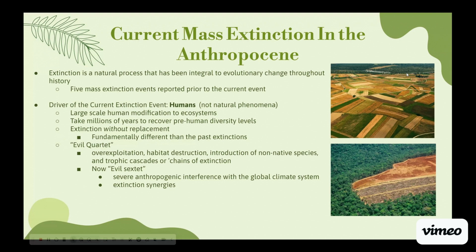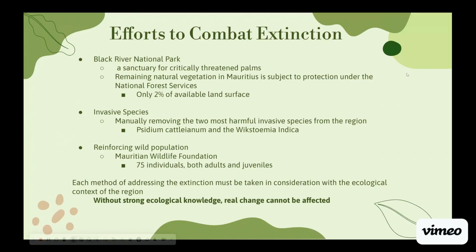The four strongest drivers of the sixth mass extinction, known as the Evil Quartet, are overexploitation, habitat destruction, introduction of non-native species, and trophic cascades or chains of extinction. With the increase of severe anthropogenic interference with global climate change and extinction synergies, this evil quartet has now become an evil sextet.